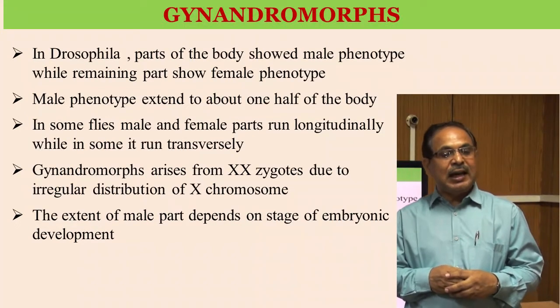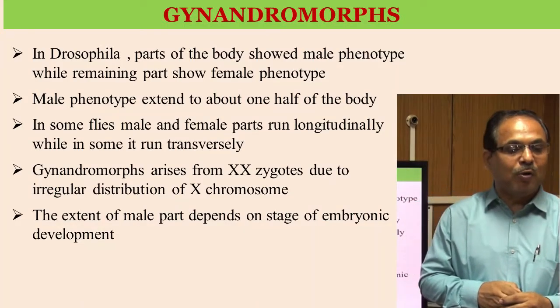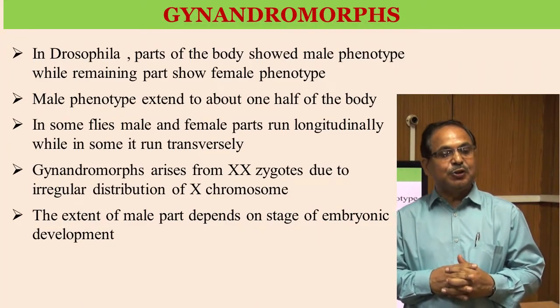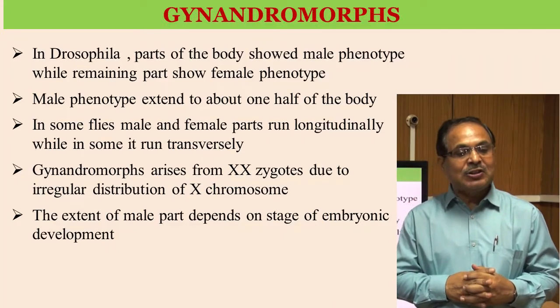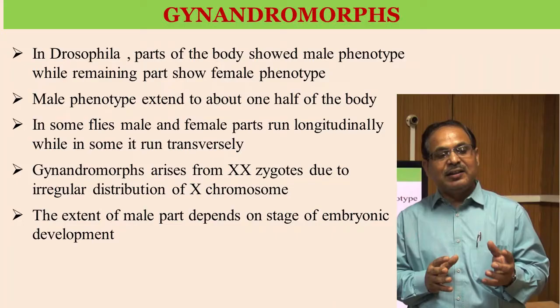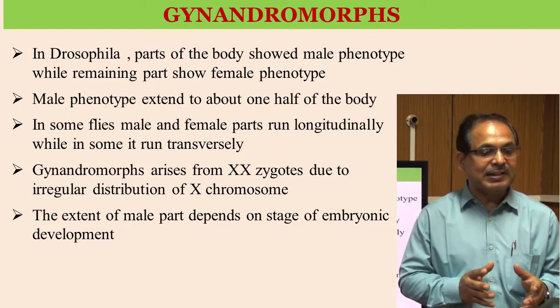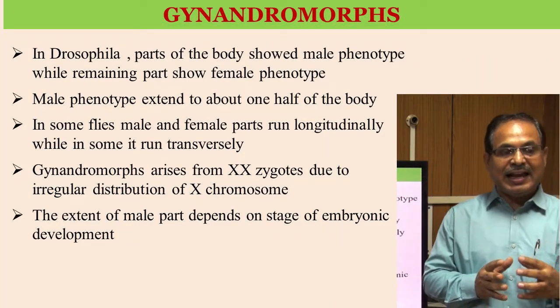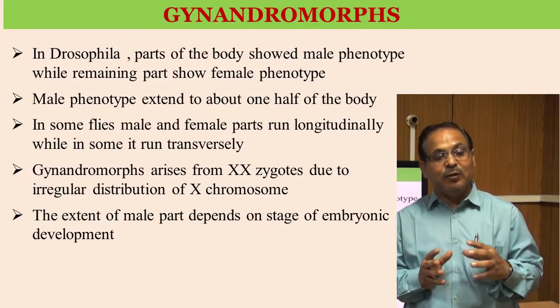One more thing: gynandromorphs are produced in Drosophila, where parts of the body show male phenotype as well as female phenotype simultaneously. The male phenotype extends up to half of the body.